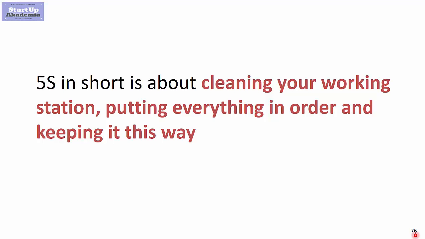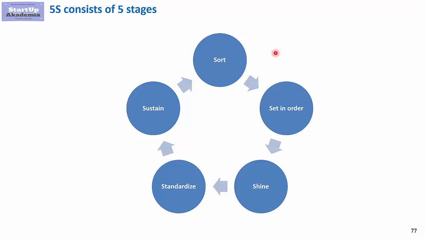5S. 5S in short is about cleaning your working station, putting everything in order, and actually keeping it the way you have sorted it out. It is easy from the conceptual point of view and very difficult to implement, especially if you have a lot of people and the working stations are by nature getting dirty quite often. So let's see how this is being done. It has 5 stages.